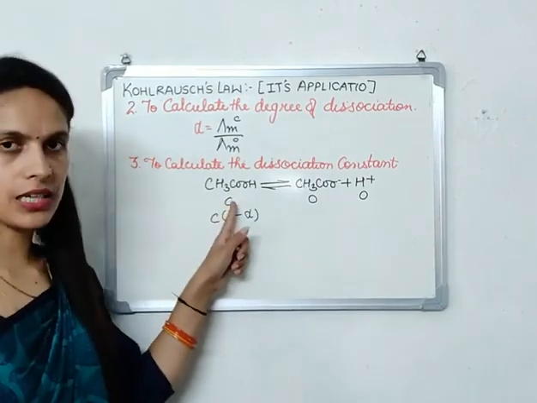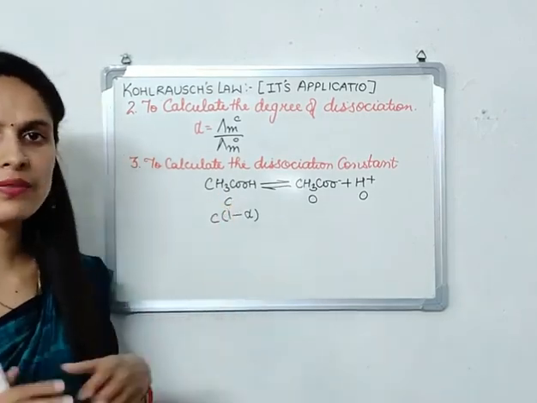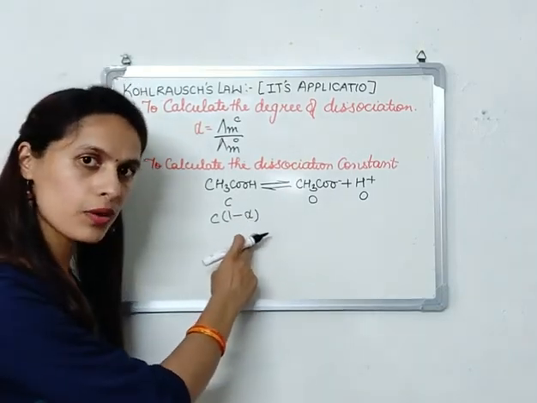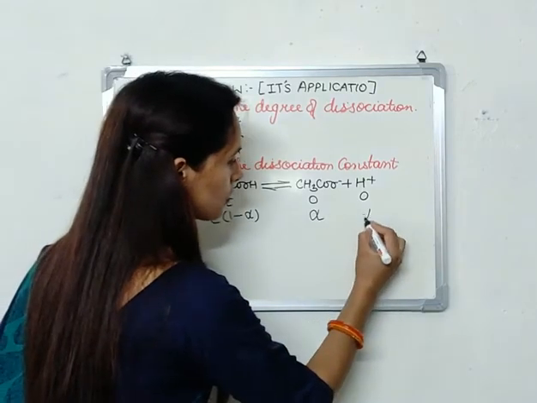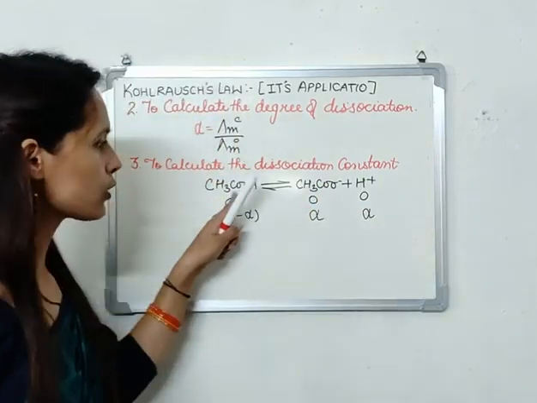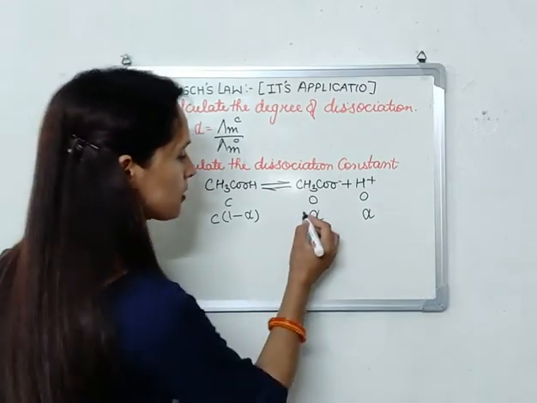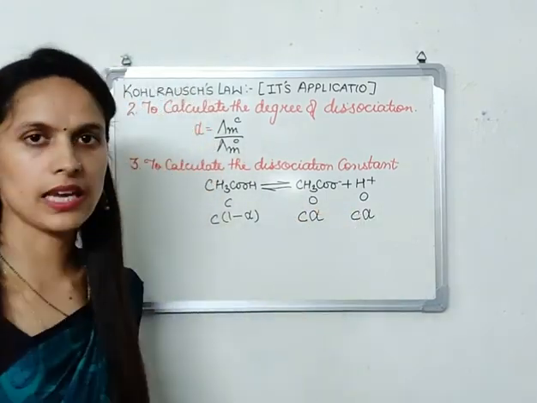So C is the initial concentration, C(1 - alpha) is the final concentration, and alpha is the number of moles dissociated. So alpha number of moles are obtained here, because one molecule gives 1 and 1. So alpha molecules give alpha and alpha. So its concentration becomes C alpha and C alpha.